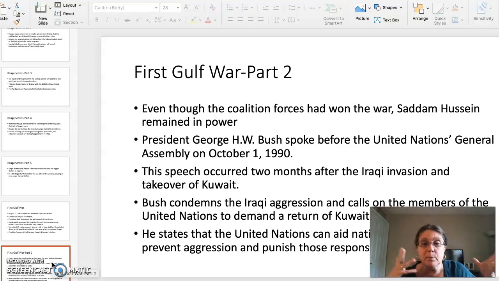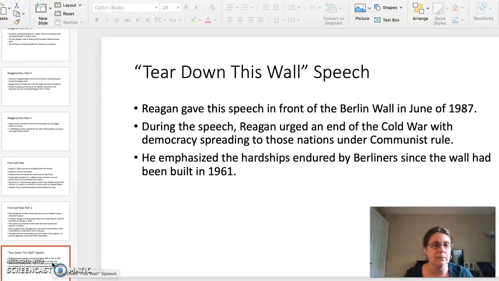So, the primary document you're going to be analyzing is the speech that President George H.W. Bush gave before the United Nations General Assembly October 1st, 1990. This speech occurred a mere 2 months after the Iraqi invasion takeover of Kuwait. Bush absolutely condemned the Iraqi aggression, and he called on the members of the United Nations to demand a return of Kuwait to the Kuwaitis. He said that the United Nations could aid nations to band together to prevent aggression and punish those responsible.